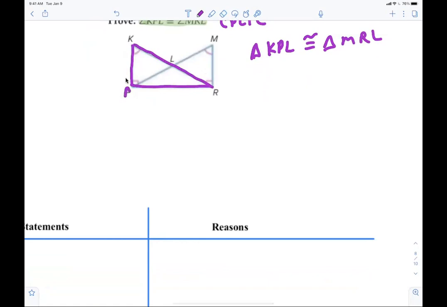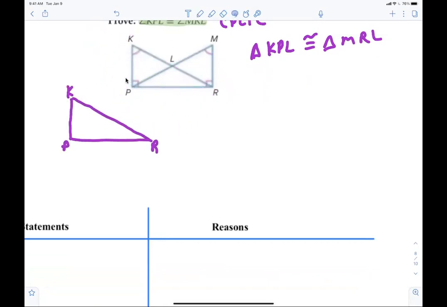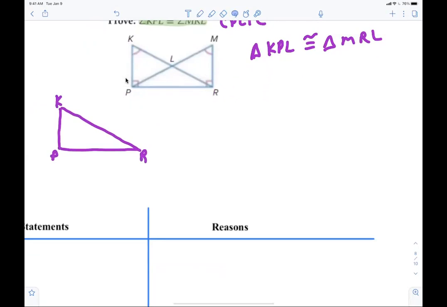And I'm going to put P, this is R, and this is K. And I'm going to come over here and pull it right here. And then I'm going to come over here and we're going to draw this triangle. And this is P, R, M. And if you learn to do this, it's so helpful.